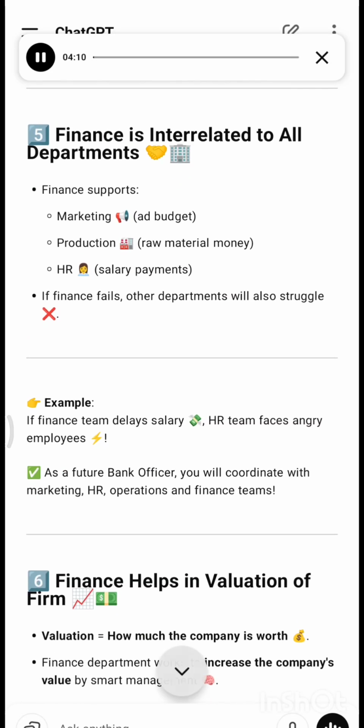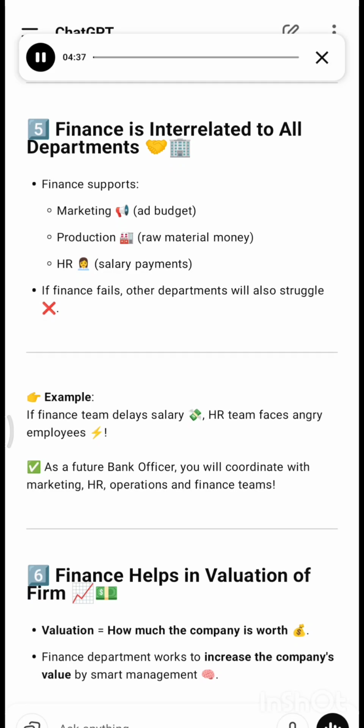Number 5, finance is interrelated to all departments. Finance supports marketing with budget, production with raw material money, and HR with salary payments. If finance fails, other departments will also struggle. Example: if the finance team delays salary, the HR team faces angry employees. As a future bank officer, you will coordinate with marketing, HR, operations, and finance teams.